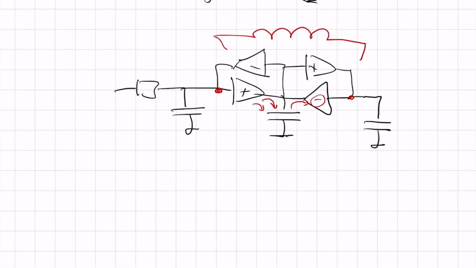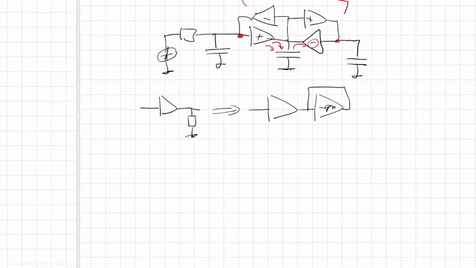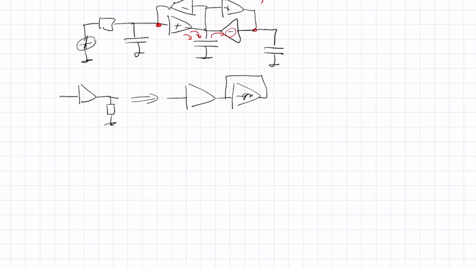And then what you can also do, you can say, well, this voltage source with series resistor I can replace by a transconductor with a resistor to ground. That's the Norton or Thevenin equivalent. And this resistor to ground I can make with a transconductor, a minus GM with unity feedback. And this way I can make a filter with only transconductors, and it looks like this.